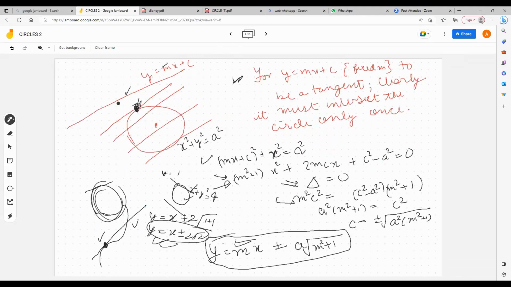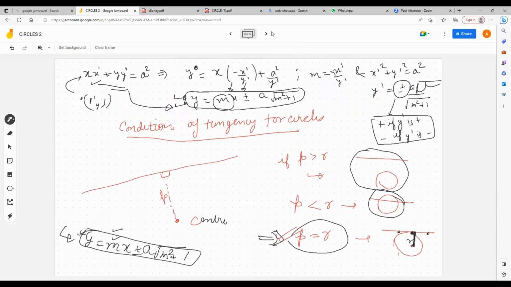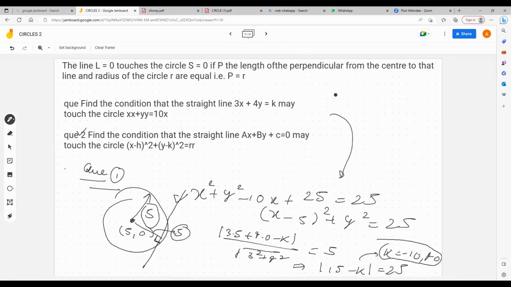Second, we saw that if a line y equals mx plus c with a definite m is tangent to this circle, then what is the condition on c? The c is something like a times under root m square plus 1, that is, c square equals a square into m square plus 1. Now, if a line is tangent to a circle, then its perpendicular distance from the center of the circle is equal to r. So these were the things that we covered.